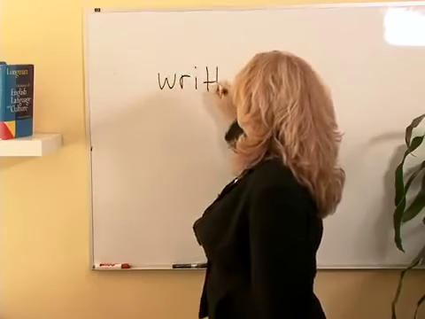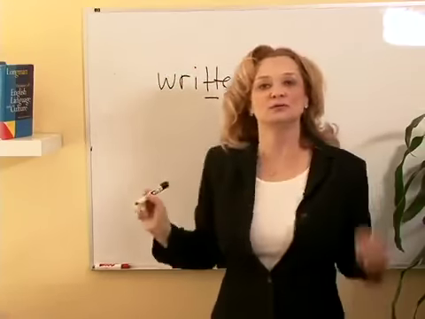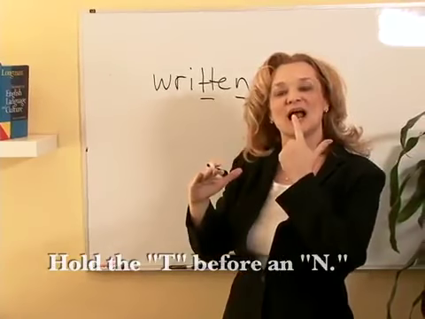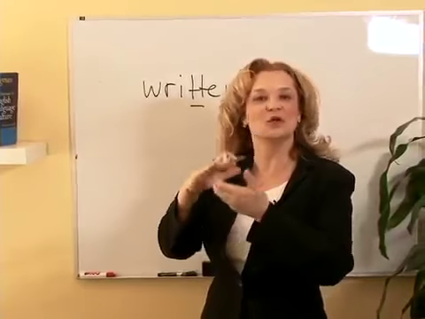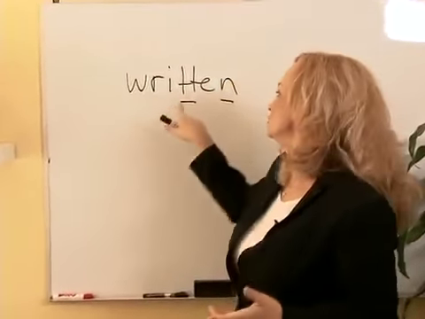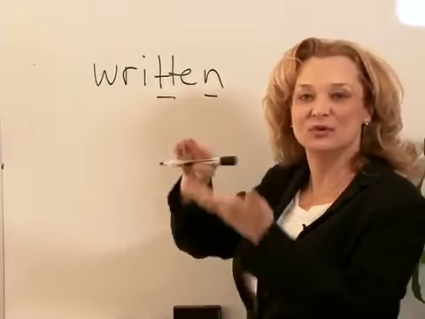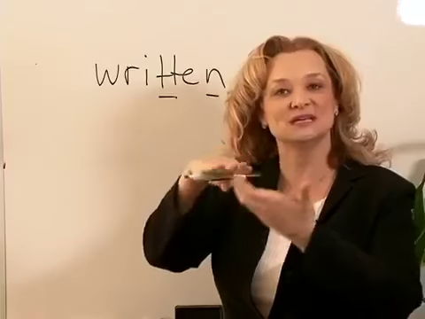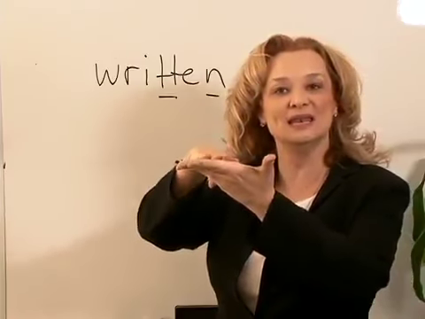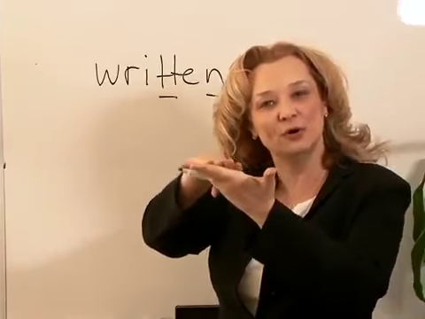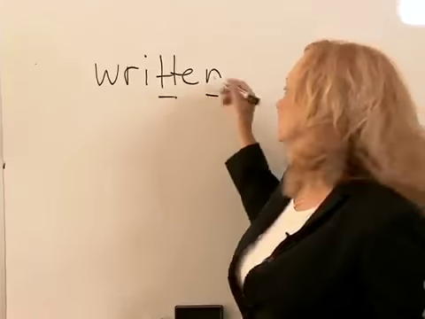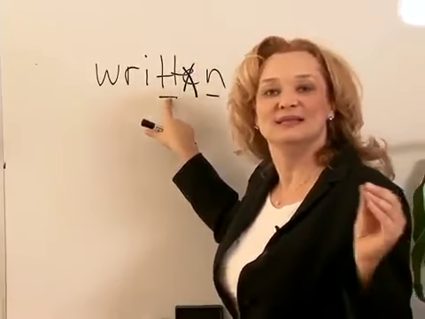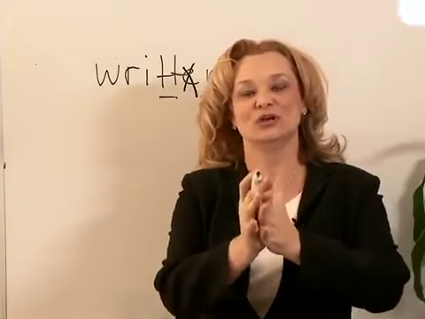When we have a T followed by an N, the T is held. So we hold our tongue right here behind our upper teeth and we don't release it. We smoothly just go directly to the N sound without moving our tongue down. So we don't say written, we don't say writ-t-en. We say writ-n, just move your tongue forward to go directly to the N. This E kind of disappears. It's not pronounced. So it's basically the T and the N that are next to each other.